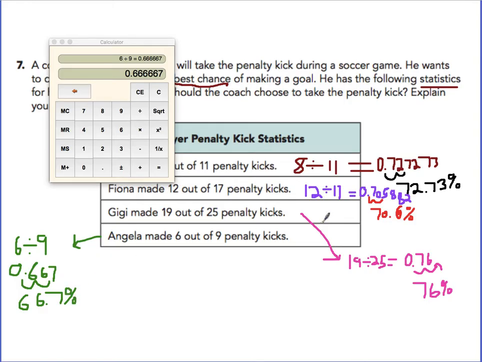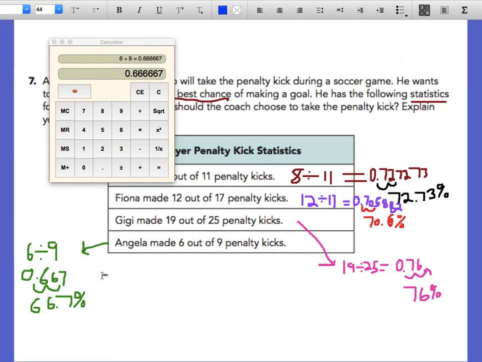All right, so who's our winner? Who's the highest? It was Gigi with 76%. All right, so it says to explain our answer. We'll say Gigi should take the kick.